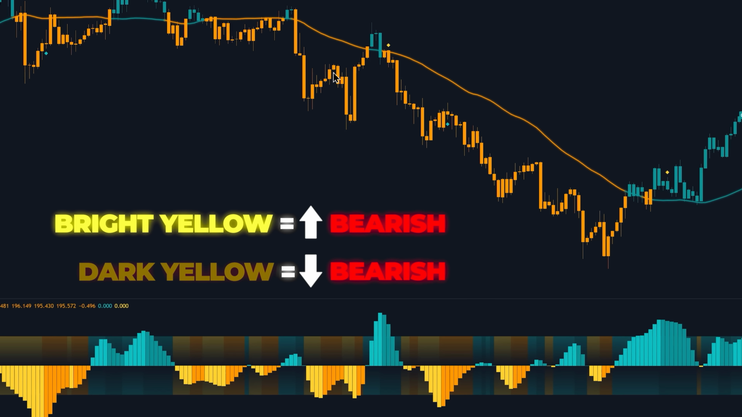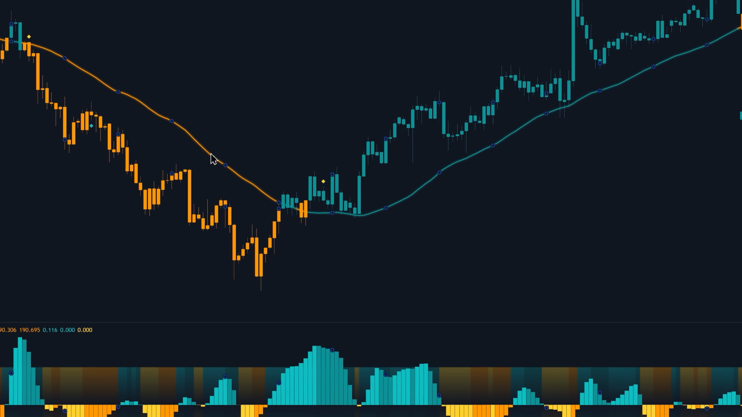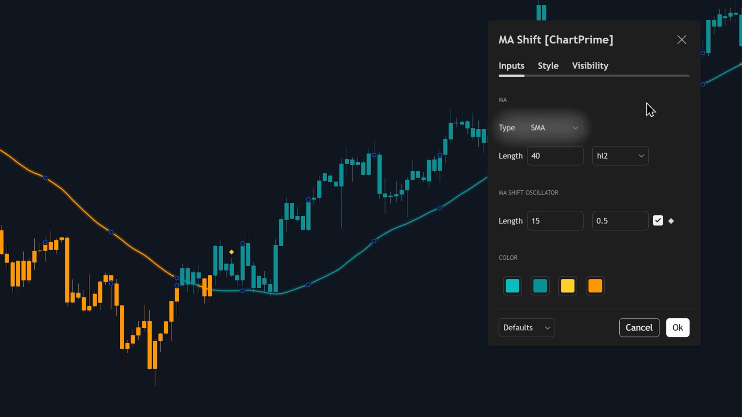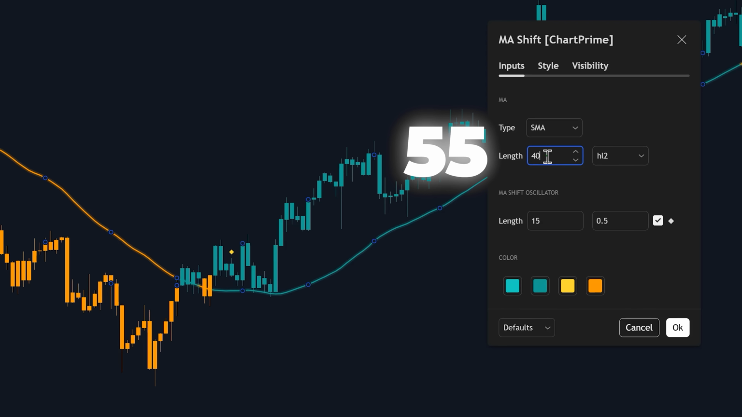If we go back into the settings of the indicator, you can see we have the type of moving average to choose from. These options include SMA, EMA, SMMA, WMA, and VWMA. You can experiment with each type of moving average to see what suits your trading strategy. Here, I'm gonna change this to 55, and for the source, I'm gonna go with close.